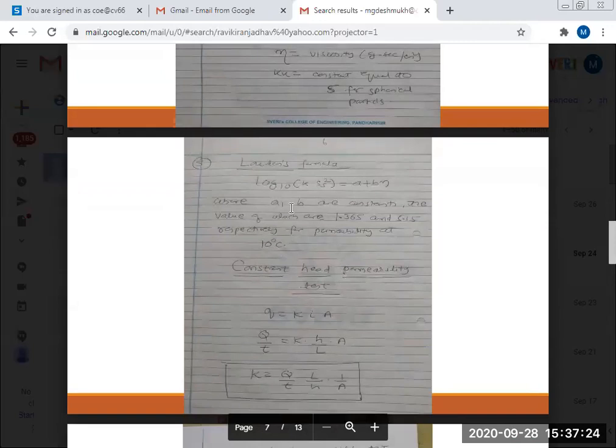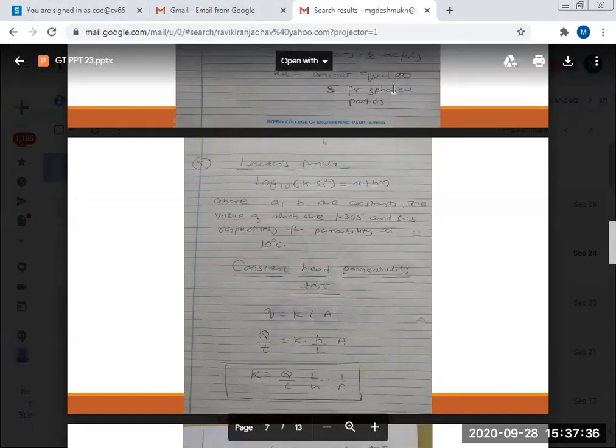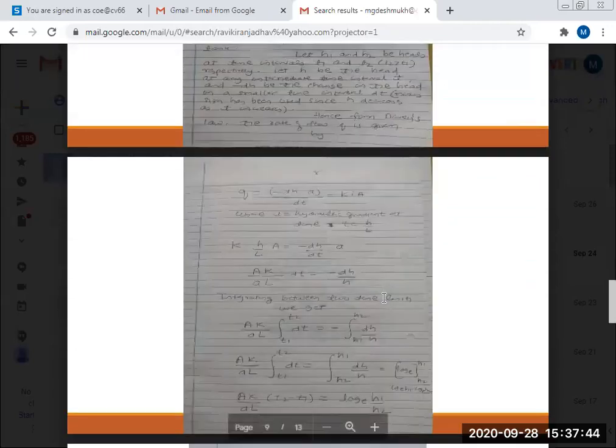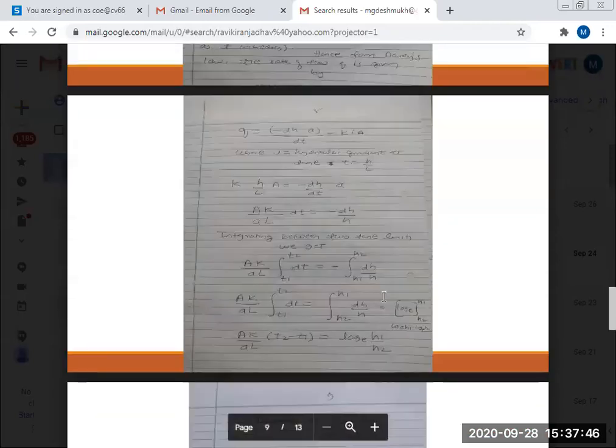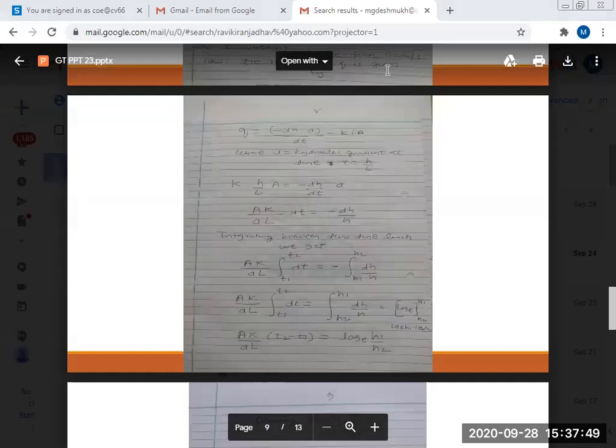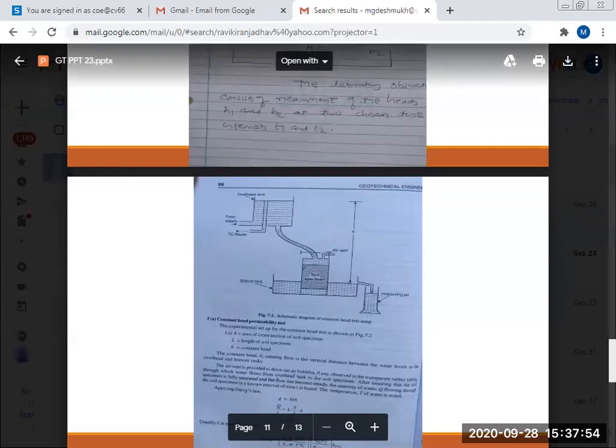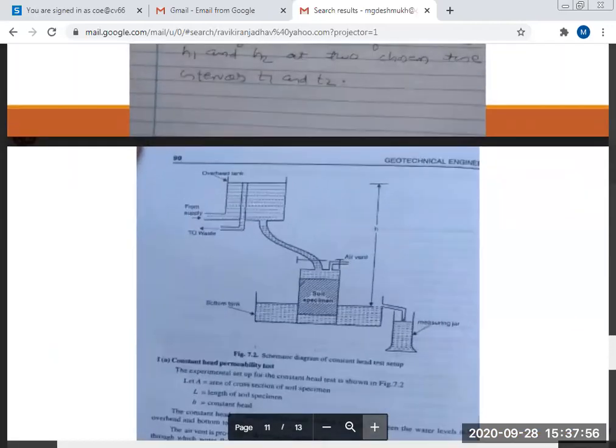So now coming to the constant head permeability test. There are two important tests for finding the coefficient of permeability. One is the constant head permeability test, and another is the falling head permeability test. Some derivations are also there, and a figure is also there. The procedure I will show you. First of all, we should go for this constant head permeability test. So this is the constant head permeability test.